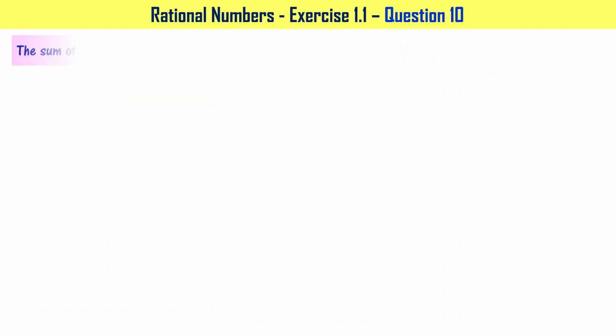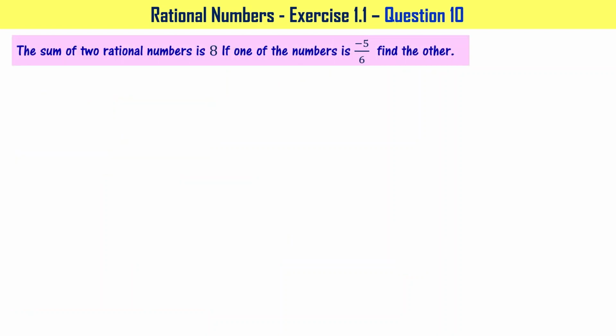Question number 10. The sum of two rational numbers is 8. If one of the numbers is minus 5 by 6, find the other. It means when you add a number to minus 5 by 6, we are getting the sum as 8. We are asked to find what is that number, right? Let me assume that number as x, right? As per the problem statement, when you add x to minus 5 by 6, you are getting the sum as 8. Let's write that. Minus 5 by 6 plus x equal to 8, right?